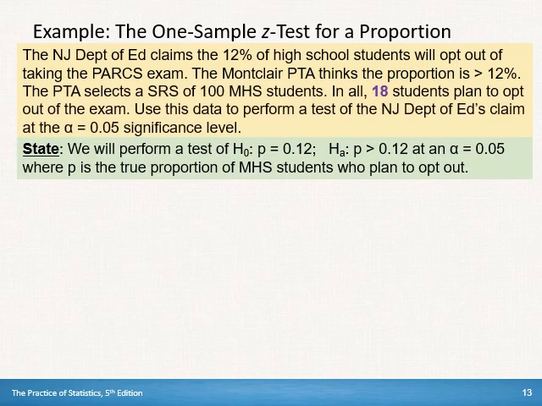Okay, so the null hypothesis is always given as an equal sign. So P is equal to 12%. Now, the PTA thinks that that number is actually greater than 12%. So that's the alternative. We suspect that the true proportion is wrong and that the true proportion is actually higher. So that's the direction of our alternative hypothesis. An alpha of 0.05, and then we have to say what the P is. The P is the true proportion of Montclair students who plan to opt out. All right, so does that same number apply to Montclair students, basically?